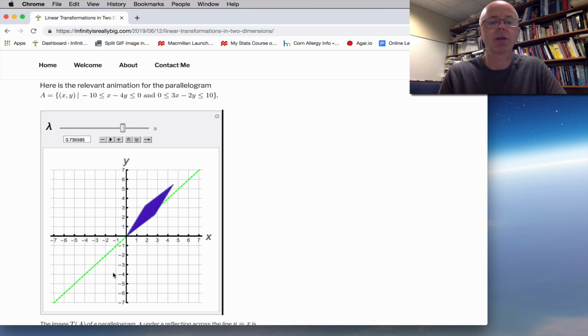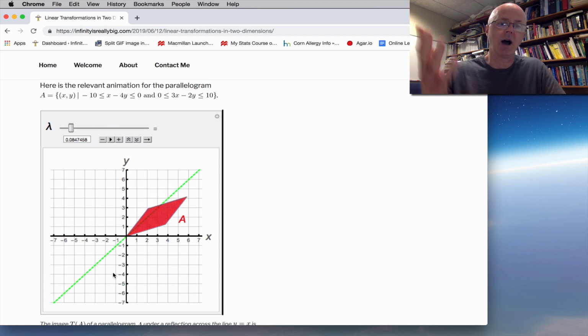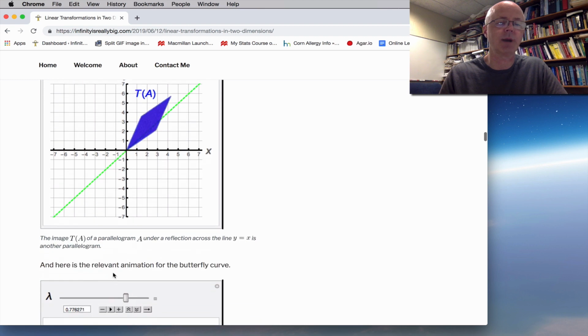So here you see the parallelogram getting reflected across that 45-degree line, y equals x. A is the red one, that's the starting parallelogram. T of A is the blue one, that's the image of A. So it's reflecting it in an upward direction here. Lambda is going back and forth. You want to think about what's happening as lambda increases to see the true nature of the linear transformation.